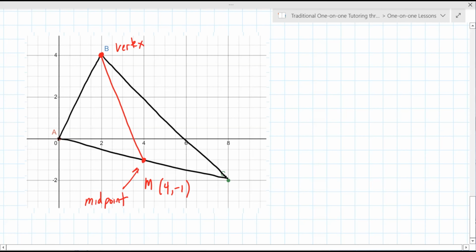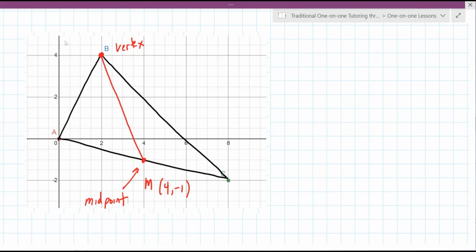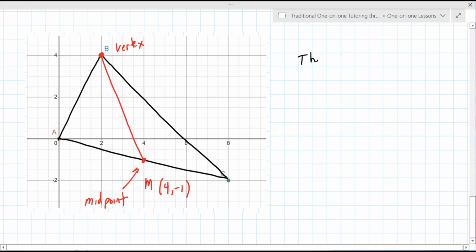Are you able to see my screen, Sourish? Yeah, I'm able to see your screen. What did I just write? 4, -1 right there. The M, and it's the midpoint. Okay, so the median connects the vertex and the midpoint. What does the median connect? The median connects the vertex and the midpoint.